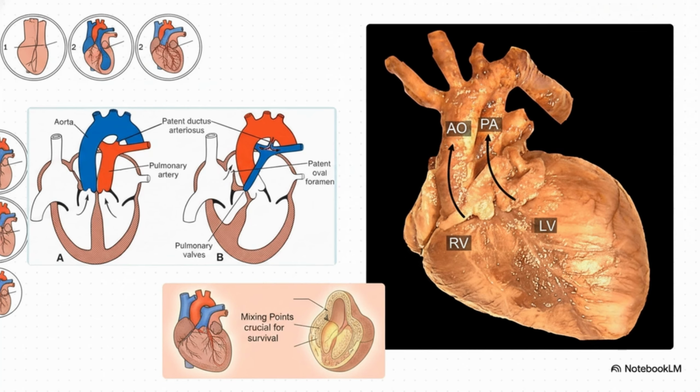This creates two completely parallel, closed-loop circulations, and honestly, that is totally incompatible with life unless there is some kind of mixing point. To survive, the infant requires either an open patent ductus arteriosus or a patent oval foramen just to allow some oxygenated blood to cross over.